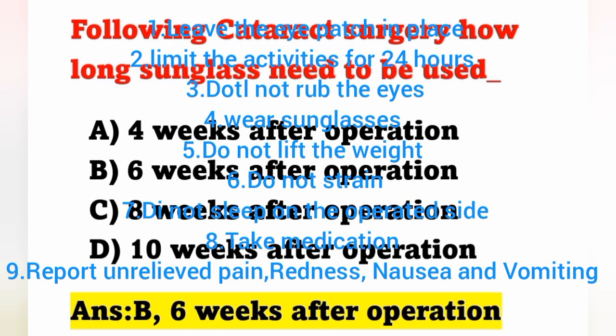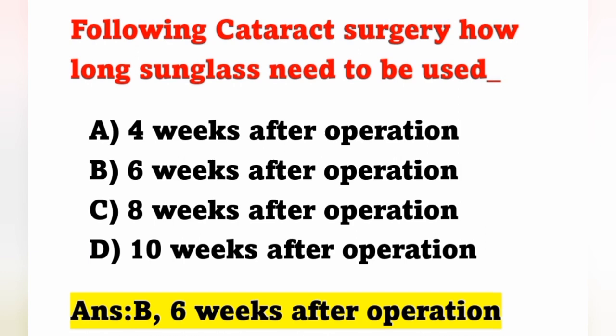Then after surgery we should tell them not to lift weight, as it will strain the eyes, so avoid lifting weights. Take the medication based on the doctor's prescription and do not take aspirin containing medication. That also we have to explain. And if there is any pain which is not relieved, or redness around the eyes, or nausea, vomiting, we have to explain to them to report immediately to the doctor. These are all the home care advice after cataract removal. Move on to the next question.